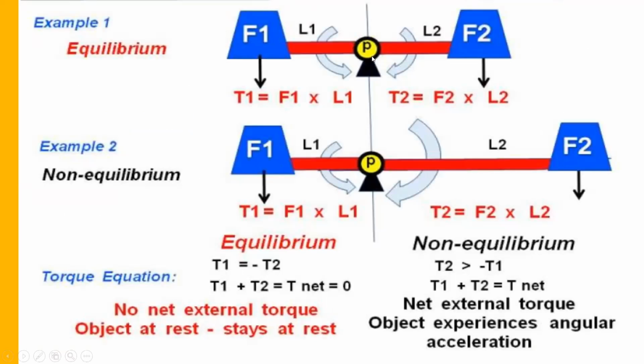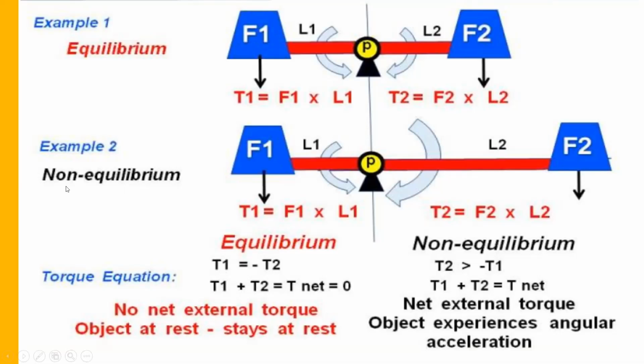In this case, torque 1 is the first force times the lever arm 1, or distance 1. Torque 2 is the second force times the second distance of the lever arm. They are now balanced, so they stay at rest. They didn't move.